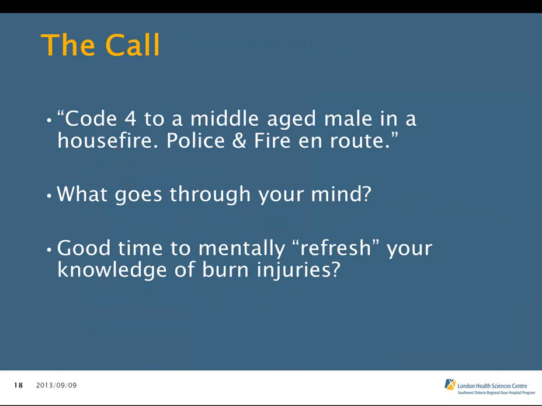So we'll move on. We'll try and transition a little bit more now into the management of these types of things. You get a call: patch in, code forward, a middle-aged man in a house fire, police and fire en route, please respond. And this is the point where, after today anyways, I'm hoping you'll go through your mind and try to refresh some of the knowledge of thermal injuries that you've gone through today. And hopefully you'll think about these things en route so that when you arrive on scene, we can quickly decide what the important steps are and what we need to do next.